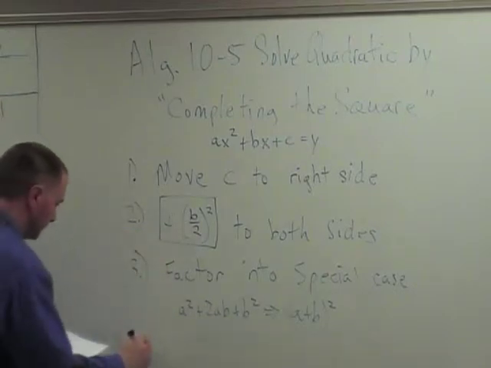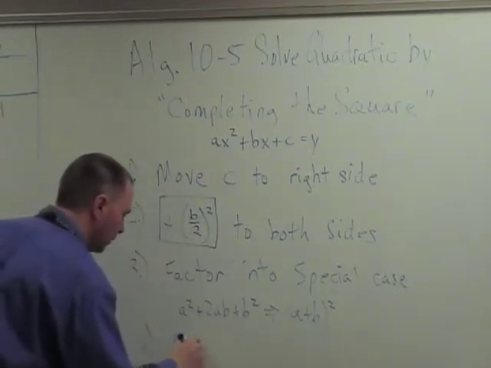All right, step 4. Then you're going to take the square root. Why do we do that?